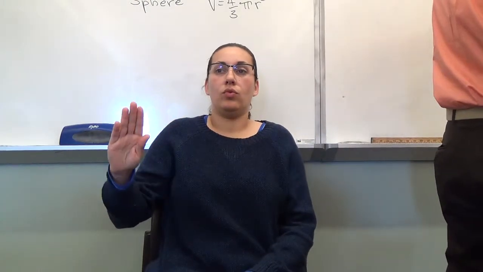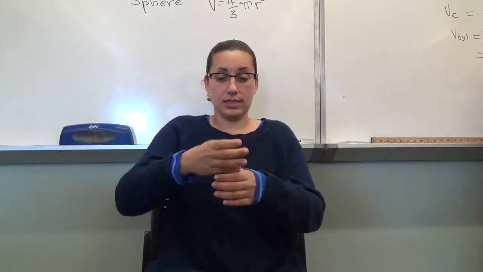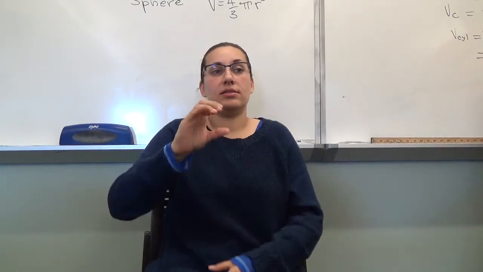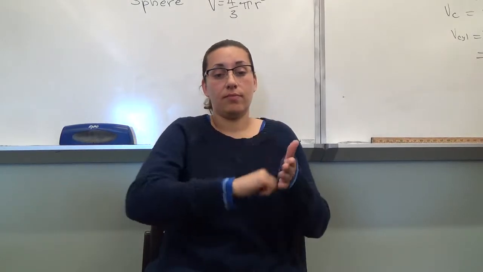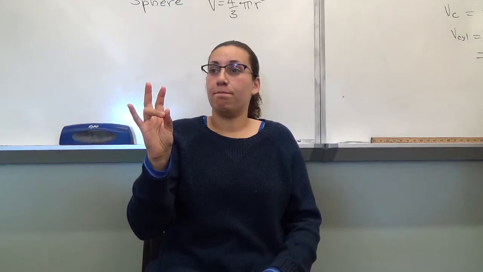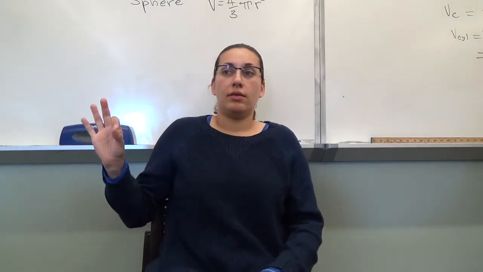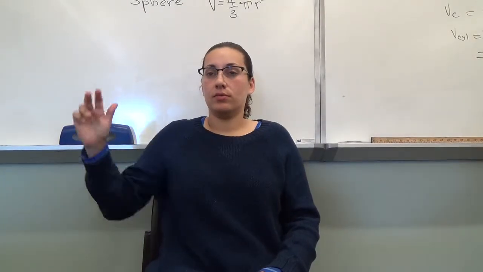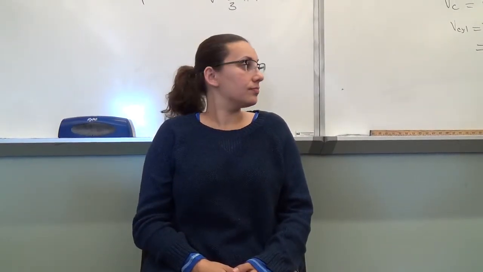So we need to subtract the volume of the cylinder from the entire cube. So it's V for the cube minus V for the cylinder, which is going to be 125 minus 15.7. And I get 109.3, and that would be cubic inches. Now that's using 3.14 for pi, which is usually acceptable.